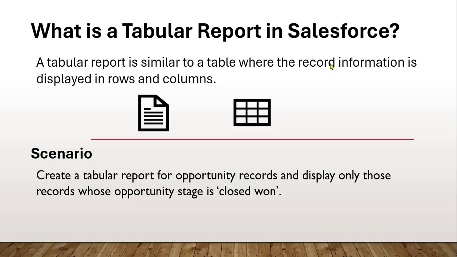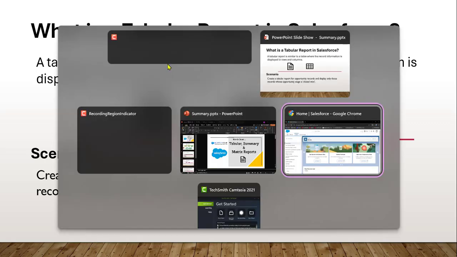So here is the scenario, and using this scenario I will explain how to create a tabular report in Salesforce. The scenario: we need to create a tabular report for opportunity records and display only those records whose opportunity stage is closed won. Now without any delay, let's jump to the org.